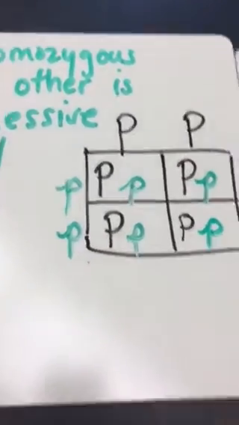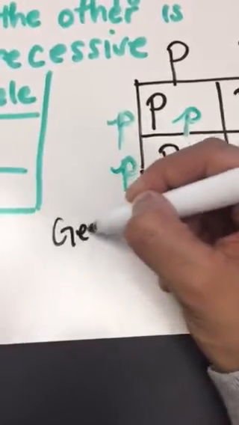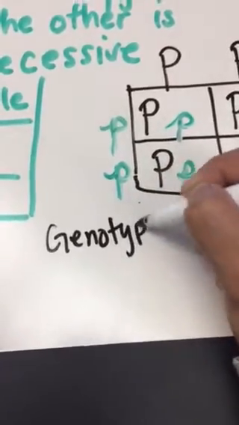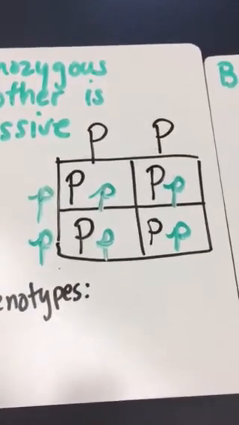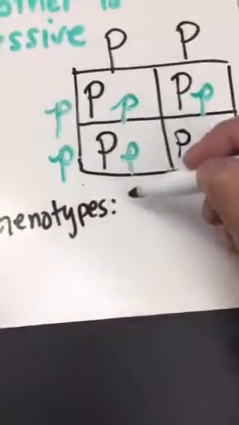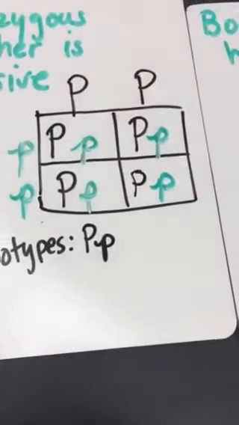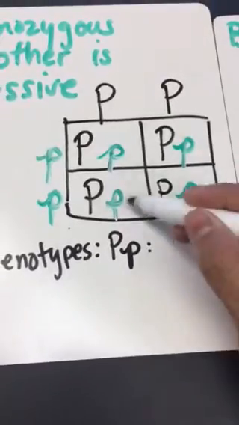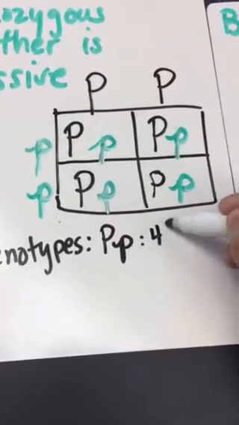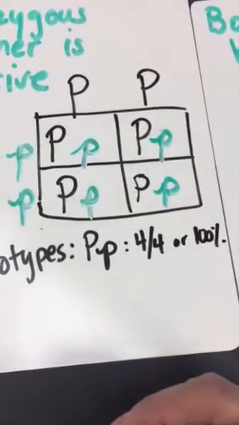So let's determine what the genotypes are now. So the genotypes of the offspring, well, in this case, all the offspring turned out to have the same genotype. There's no difference. What did they have? They had a capital and a lowercase. We call that heterozygous. How often did that occur? Well, it happened 4 out of 4 times. Or if it was out of percentage, 100% of the time.